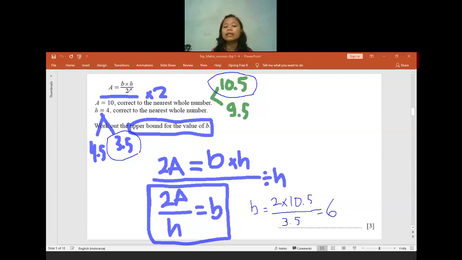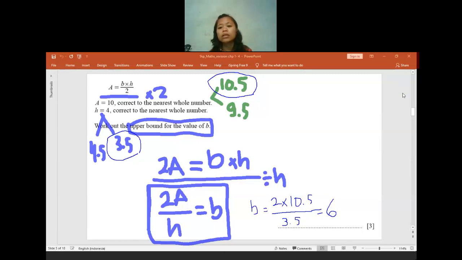So to make the B the subject, I need to do the opposite. Divide by 2, the opposite is multiply by 2. That's why I got this one. You have to see it one by one. I see divide first, that's why I multiplied by 2. After that, the B is multiplied by H, that's why I divide by H. Something like that.